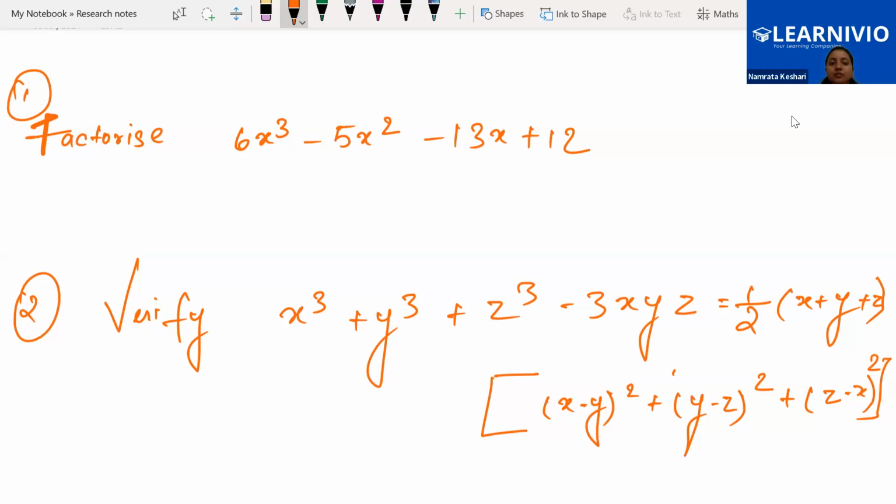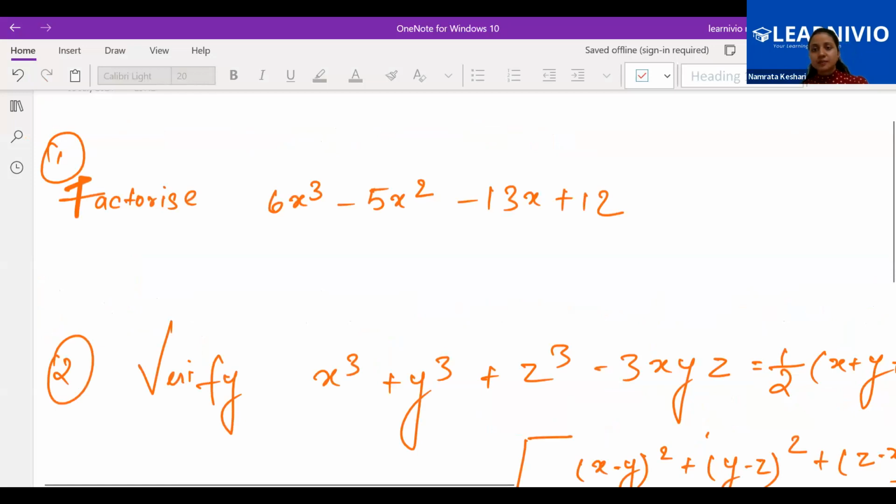Are you able to do it, the first one? Yes. Yes. Yes.